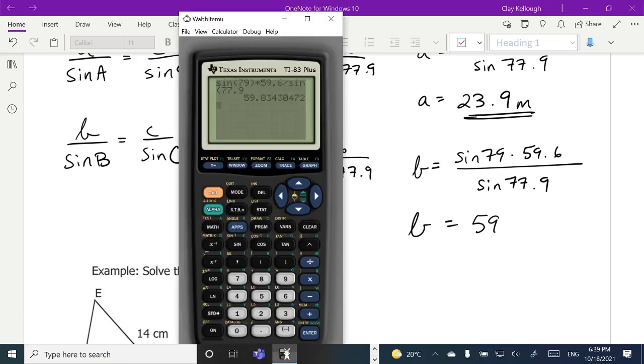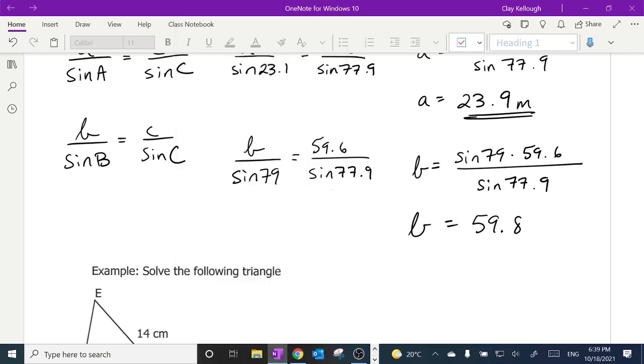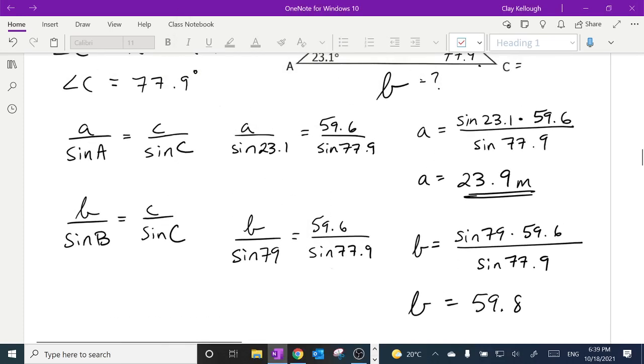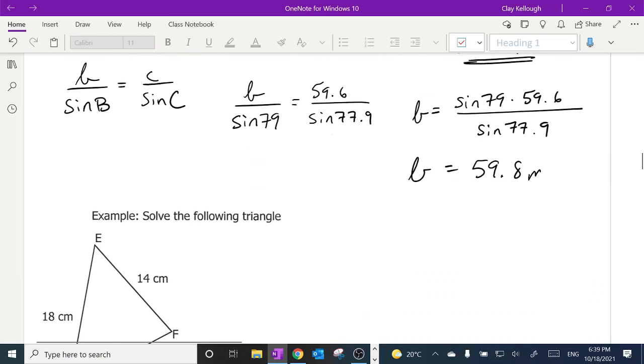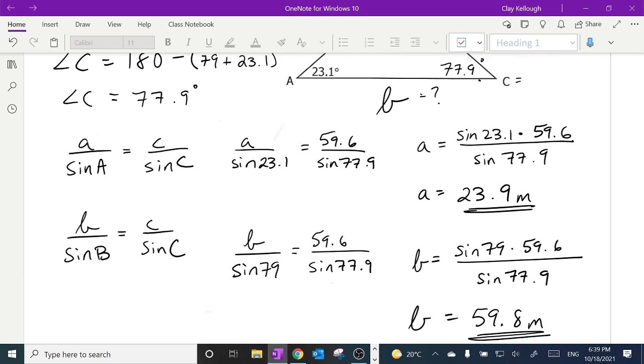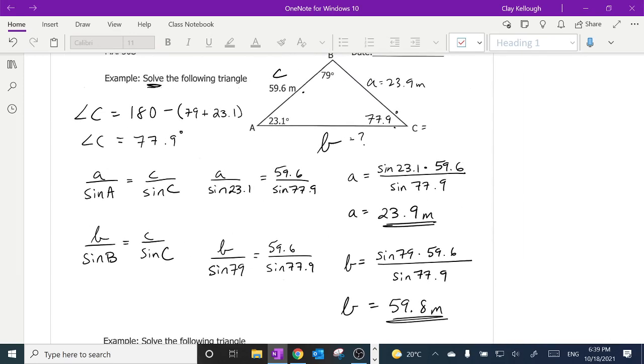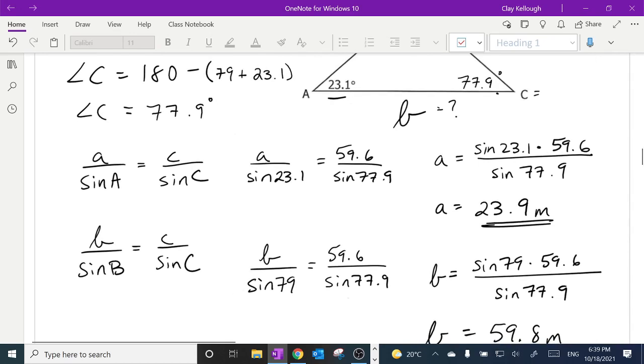Right? Is that what I said? Yeah, 59.8. What unit were we in again? Oh yeah, meters. And there we go. There's our first example where we had to solve everything in the triangle. We were given 3 pieces of information, and we had to find the other 3 pieces of information. Get used to that. You're going to see lots of problems like this.